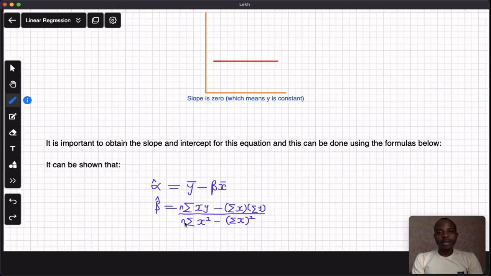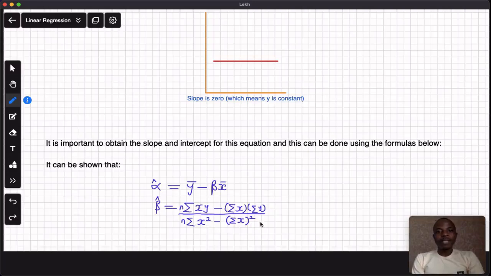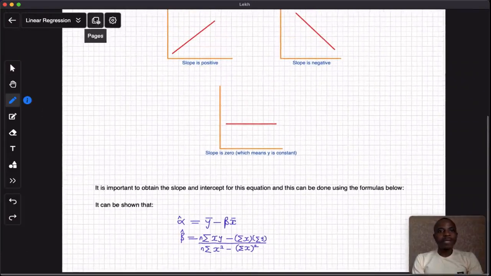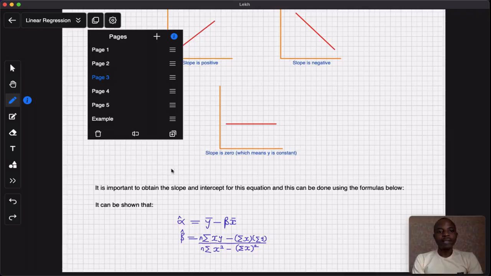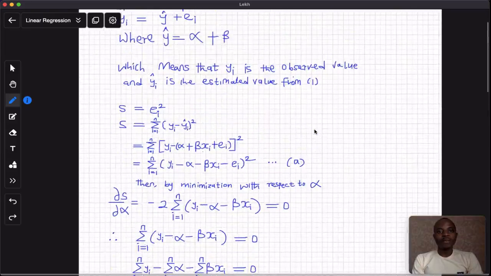So n multiplied by the summation of x squared minus the summation of x, all raised to the power 2. So you have this as the denominator. Now that is how you can obtain them. But let's look at how we derived this. We didn't just get these two from nowhere. We got them by doing some things.